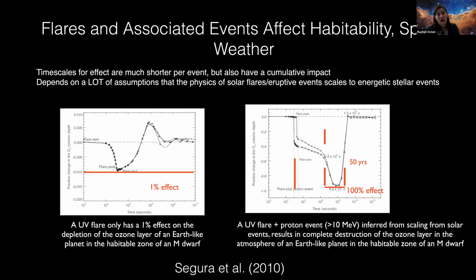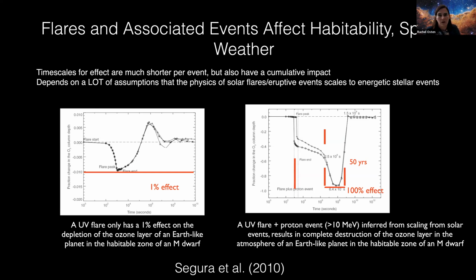So I mentioned high energy radiation as a general property of the star and how it's changing over evolutionary times. Flares do happen on much shorter timescales. They have an impact per event that's been studied in several astrobiological papers. They also have a cumulative impact. And the point I want to make here is that this depends a lot on the assumptions that you make about how you're treating these events. We have a wealth of information about the sun and its flares, its coronal mass ejections, its energetic particles. Based on what we know about other stars, we think that the same physics is at play, and I'll get into that in a little bit.